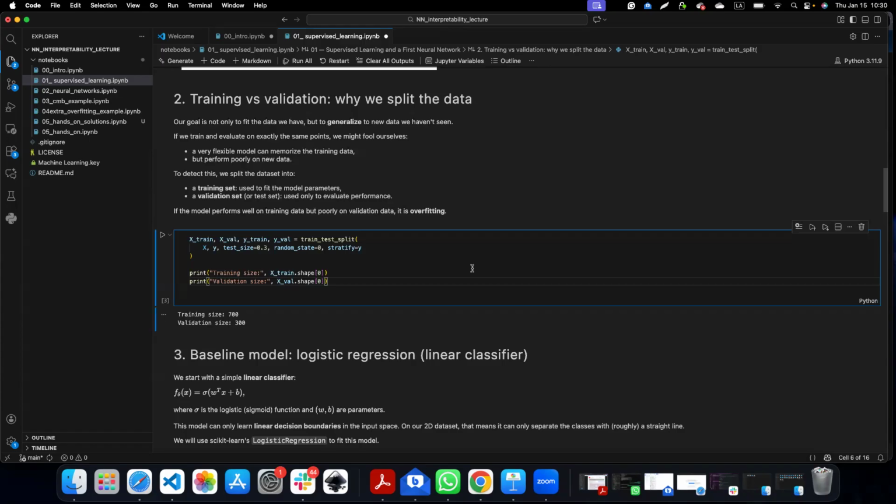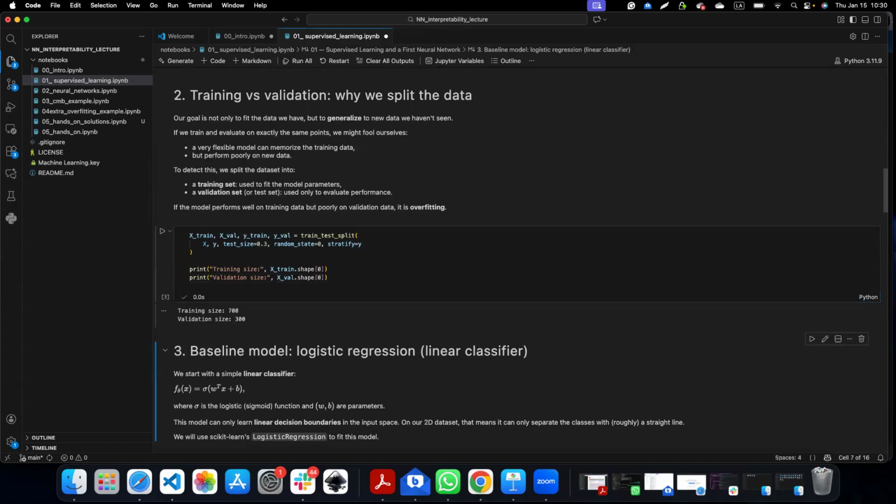It doesn't matter too much for now. So let's run this part. And now, usually the good practice is that the training size should be 70% of the total data set, and the validation is going to be 30.